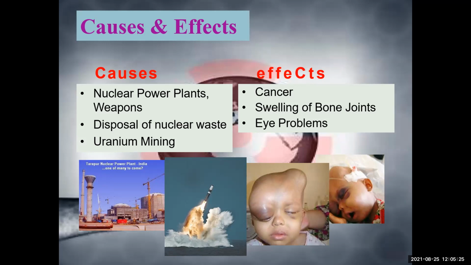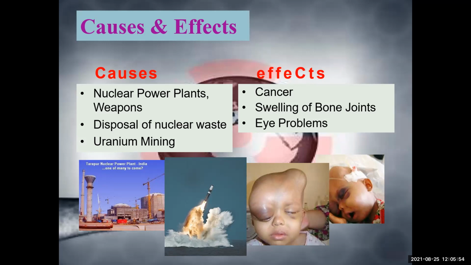The second cause is the use of radioisotopes. Then mining, spillage of radioactive chemicals, tests on radiation, cosmic rays and other natural sources. Nuclear waste handling and disposal. Then the effects of radioactive pollution.